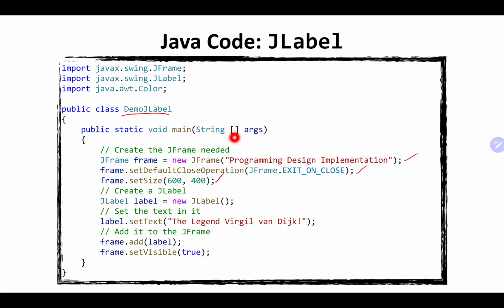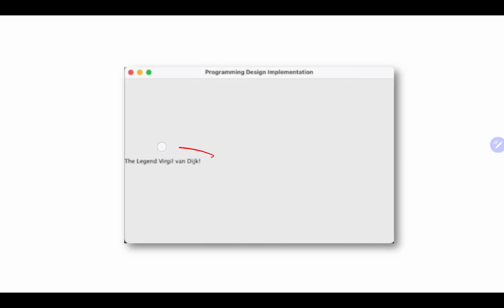So for this object label, we're going to set the text equal to the legend Virgil van Dijk. So here they set this, and when we want to add this text inside our frame, we can use frame add label, and we're going to set it visible. So how it will show to you is like this.